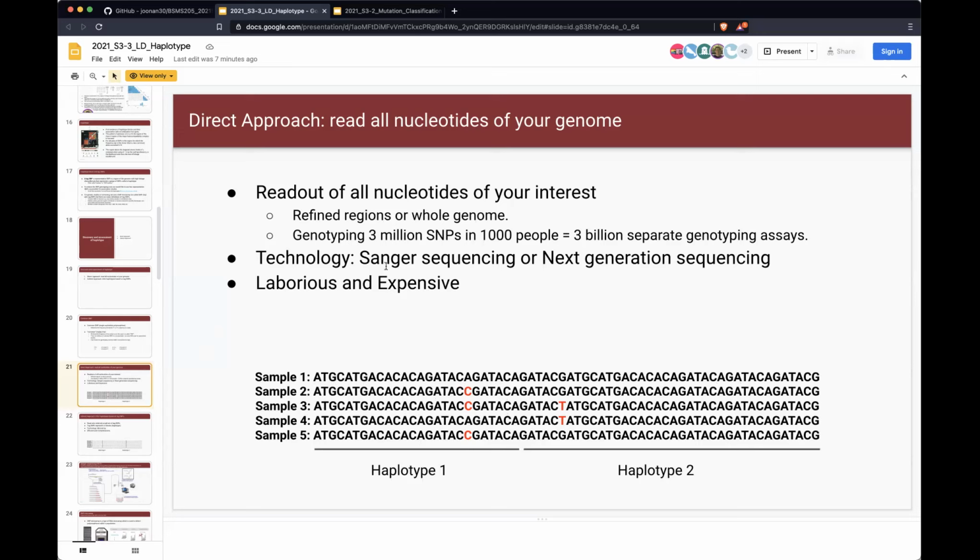And if you want to look at all the nucleotides in your genome, then you basically genotype all 3 billion positions in our chromosomes. So it takes lots of time and also costs a lot. The technologies we can use for this direct approach are Sanger sequencing or next generation sequencing. And depending on the technology, we can finish in a short time, or it takes almost forever.